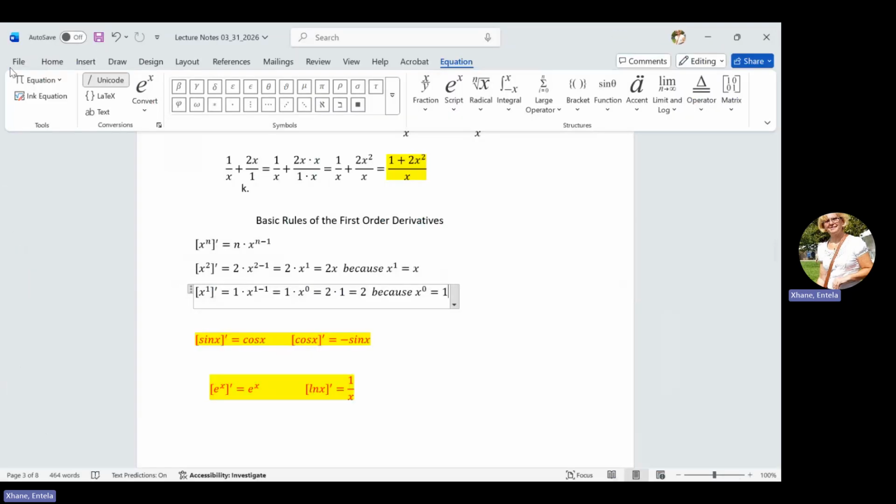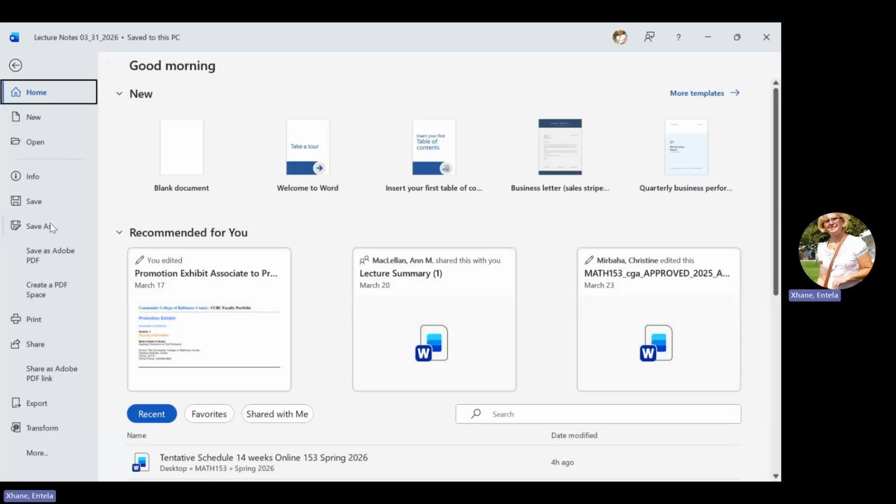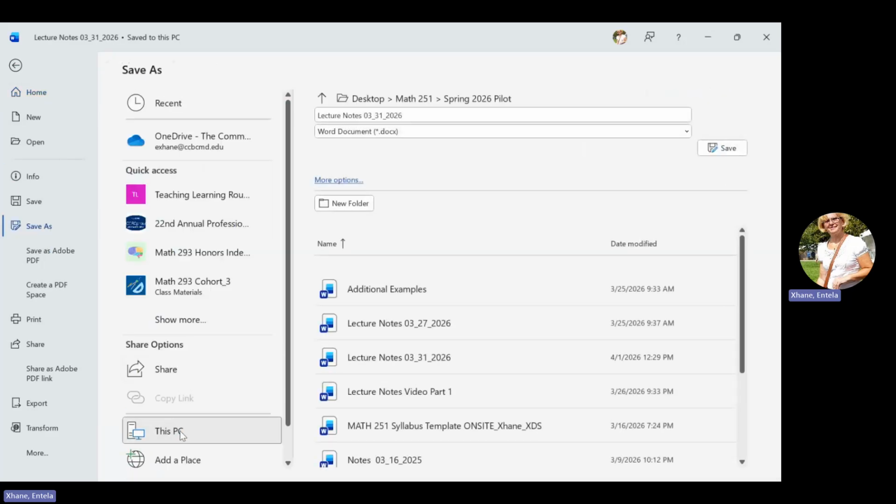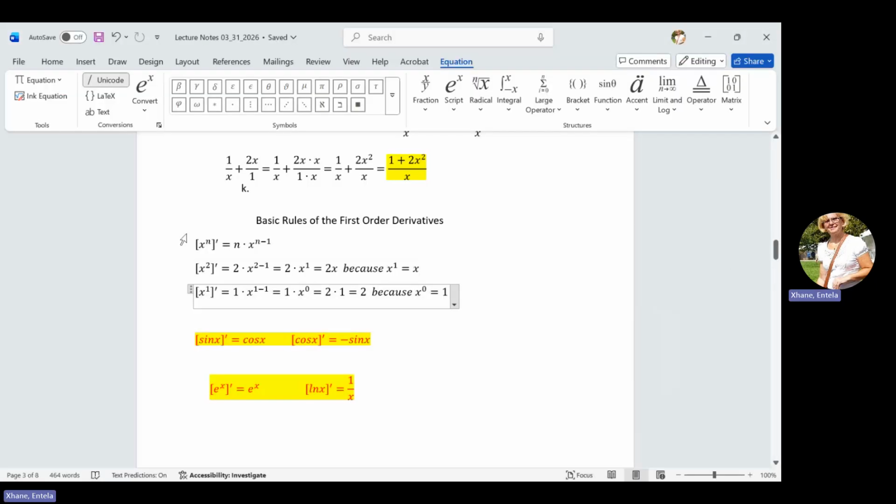I'm going to go ahead and save this. Let me check and see if this is saved correctly into the folder. Here's the folder. Is this the correct spring folder? There you go. Okay. So these are basic rules of differentiation.